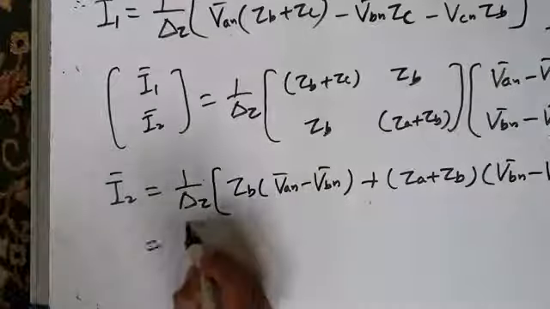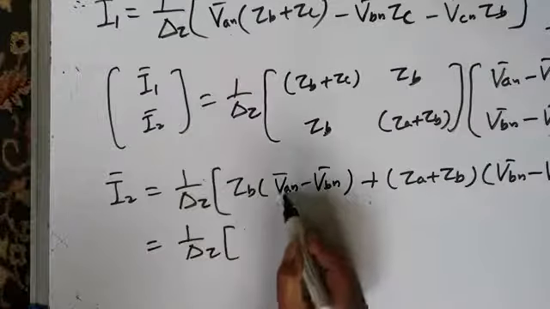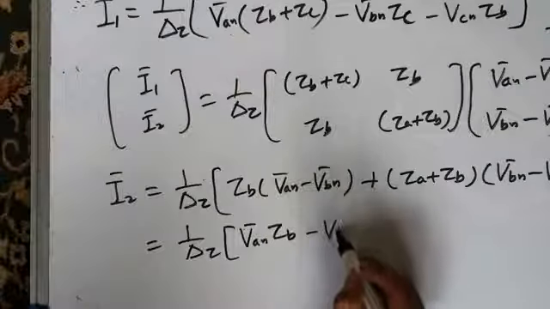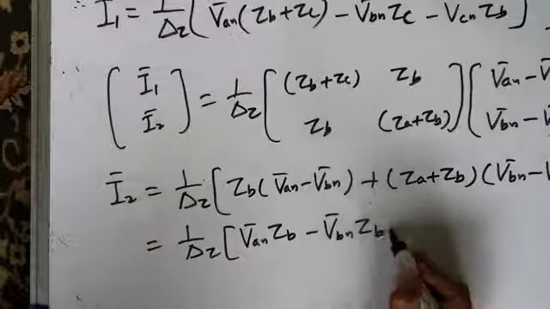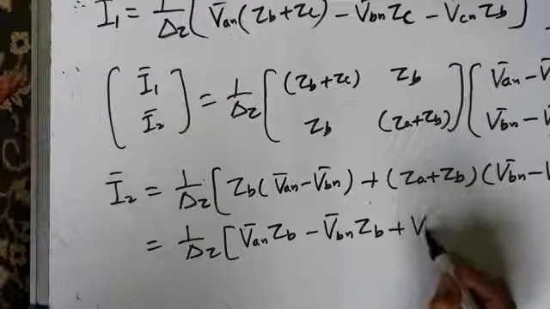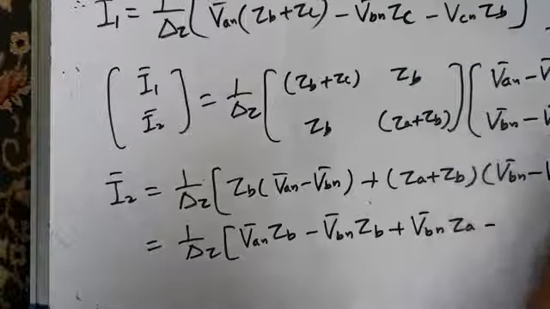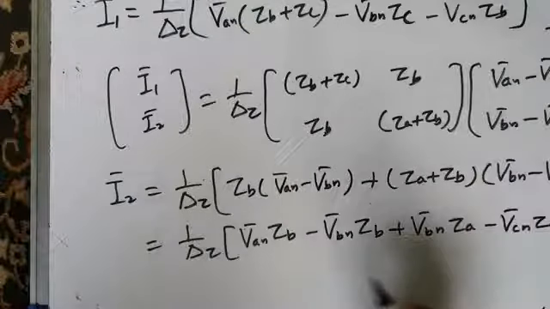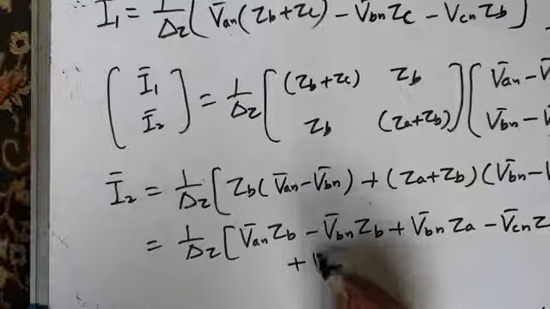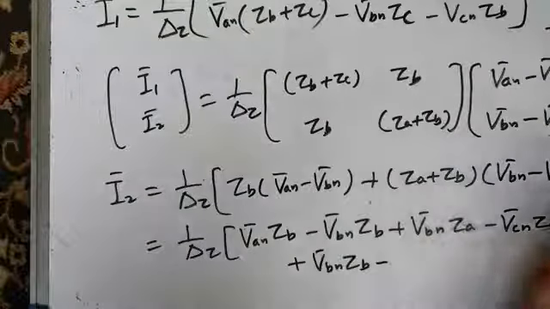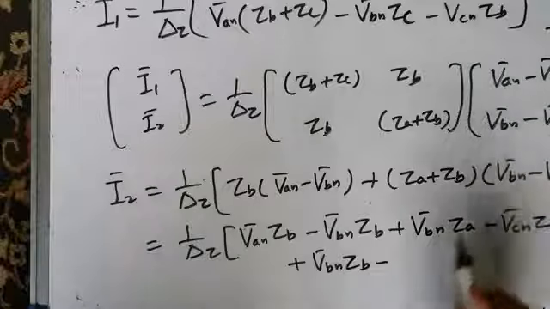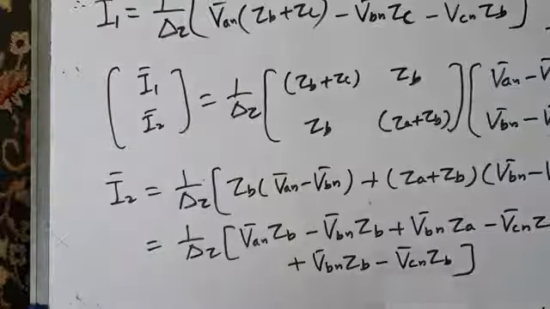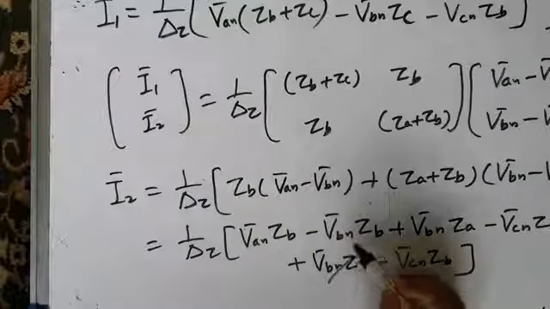right? So that will be equal to 1 by delta Z times VAN ZB minus VBN ZB plus VBN ZA minus VCN ZA plus VBN ZB minus VCN ZB. Let us see what cancels. VBN ZB minus and VBN ZB plus, they cancel.